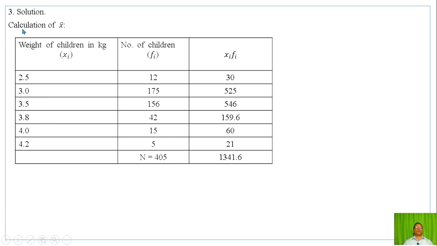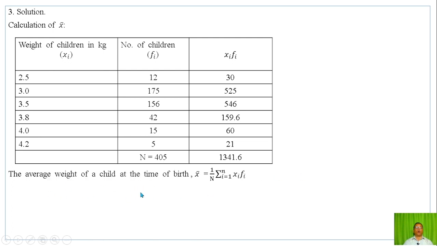The solution: we have to calculate the mean, that is x bar. In the table, we make columns for xi and fi, and then a column for xi fi. The first value x1 is 2.5 and f1 is 12, so we multiply them. Similarly for the other rows. The total number of children is 405, and the summation of xi fi is 1341.6.